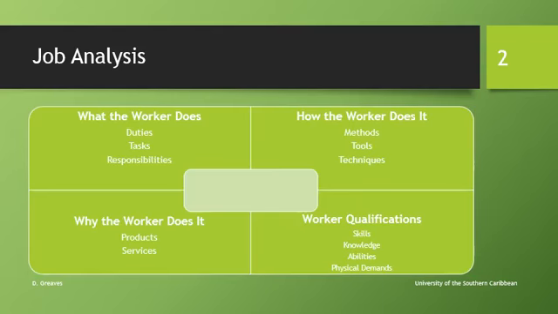Our first step is to define what we mean by job analysis. As you can see from this slide, there are 4 parts to this definition. Job analysis is the process that defines a job in terms of specific tasks and responsibilities and identifies the required abilities, skills, and qualifications in order to perform the job successfully. What a worker does, how, why, and when these activities are conducted.